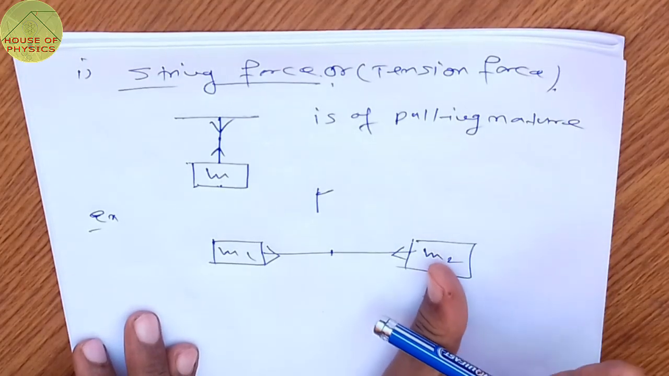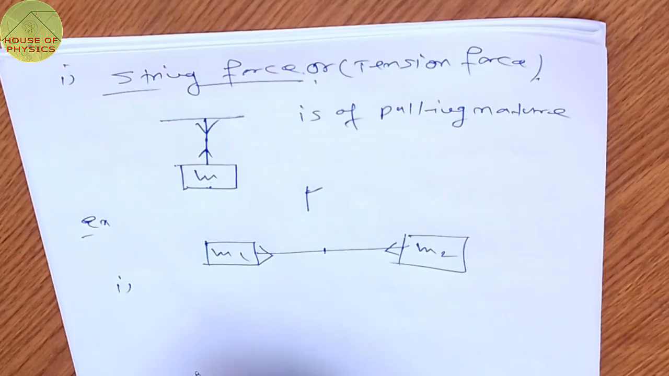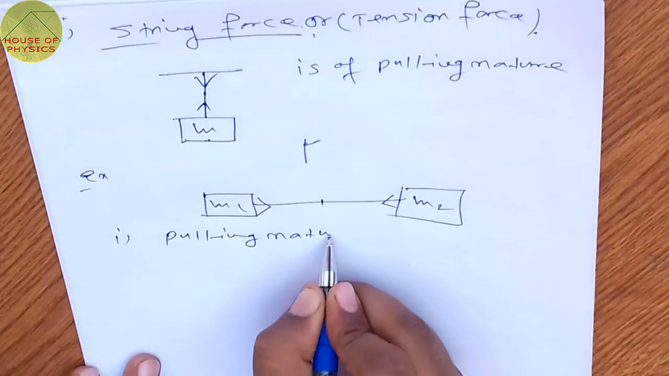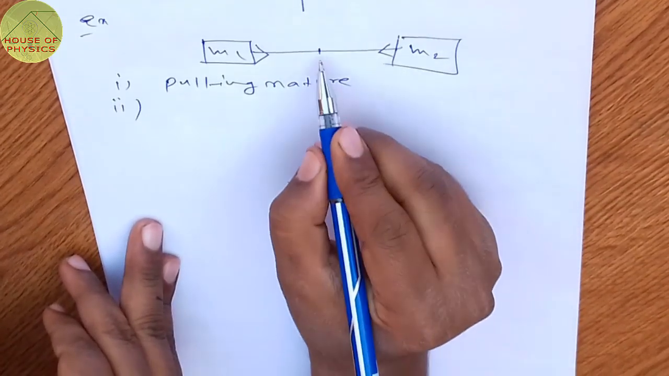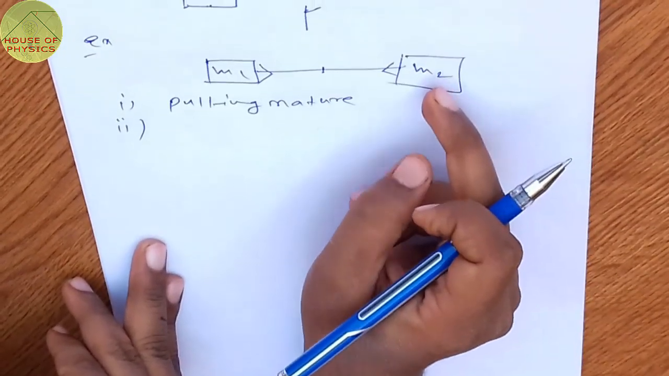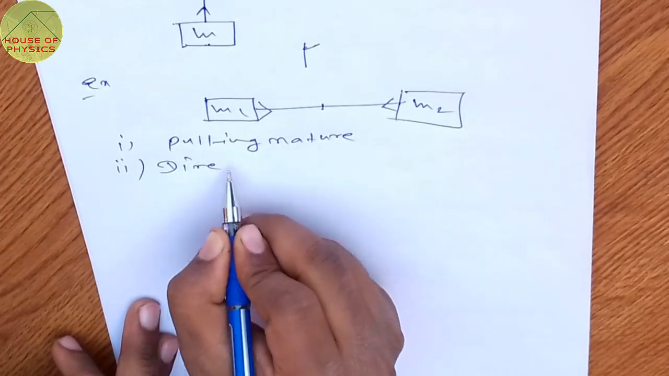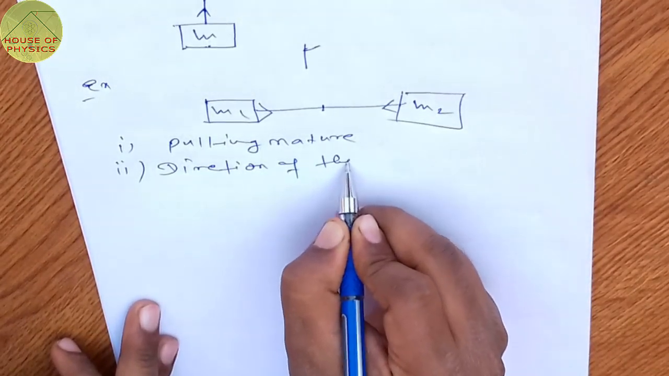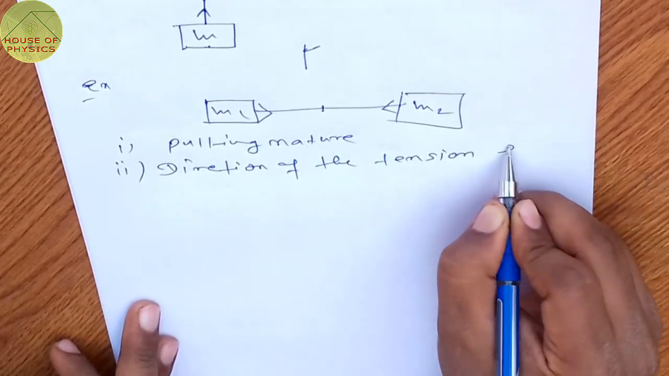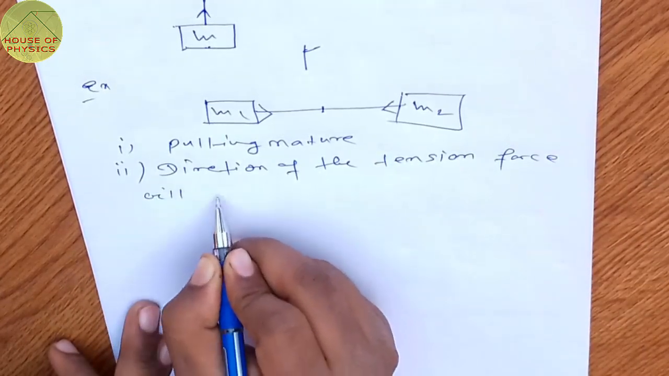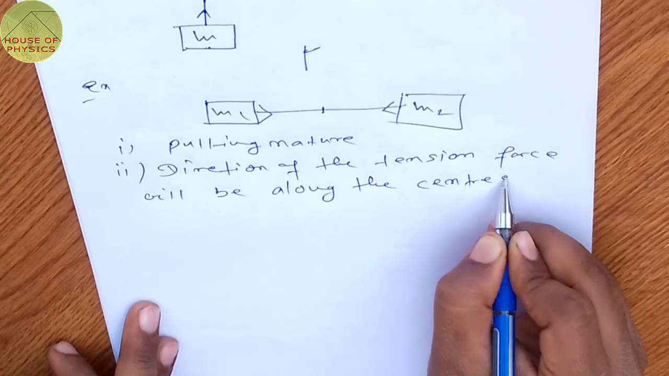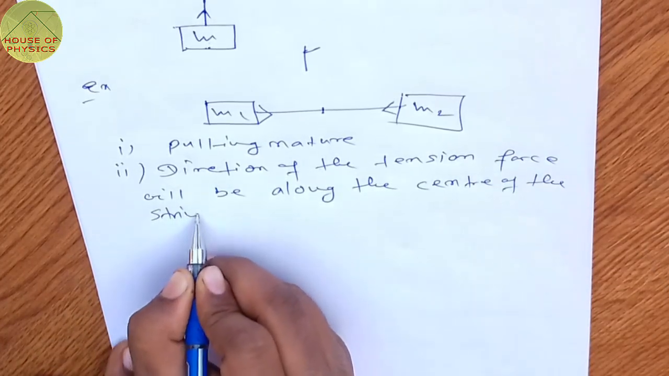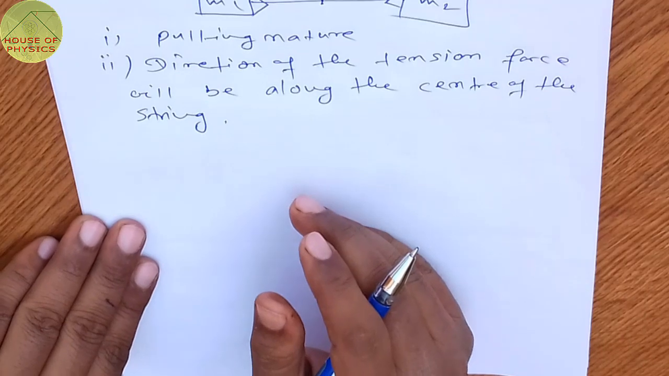Remember the two to three points which are very clear. The first point is the tension force is of pulling nature. To identify the direction of the tension force, we take the center of the string, and the direction of the tension force will be along the center of the string. So now we can easily identify the direction. I will show you with examples also.